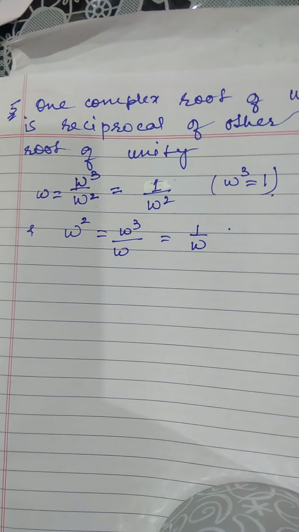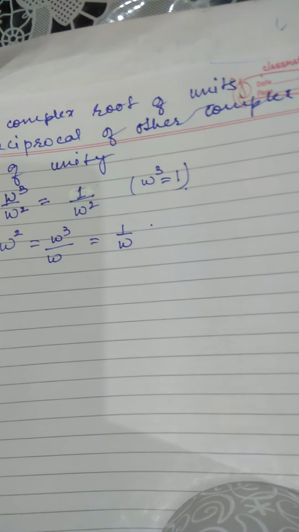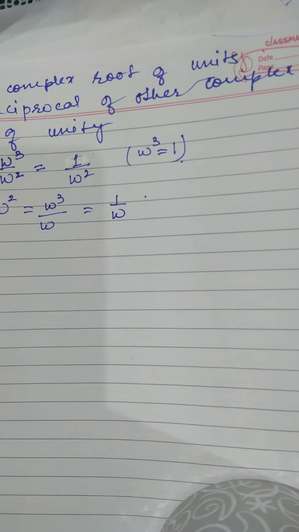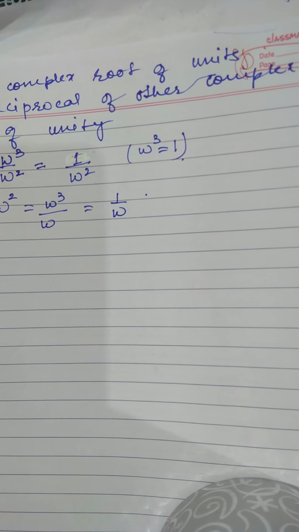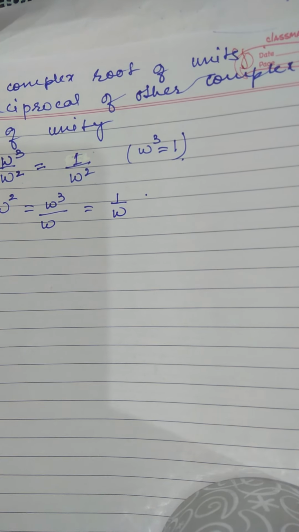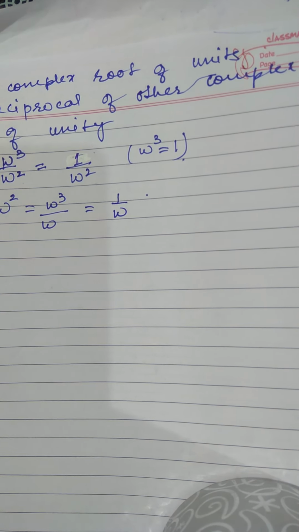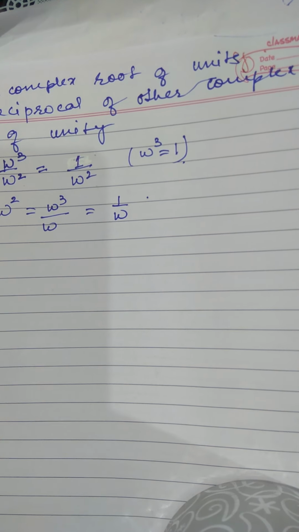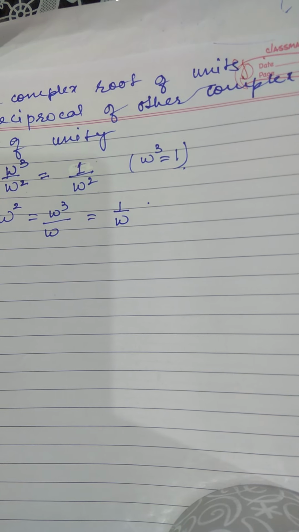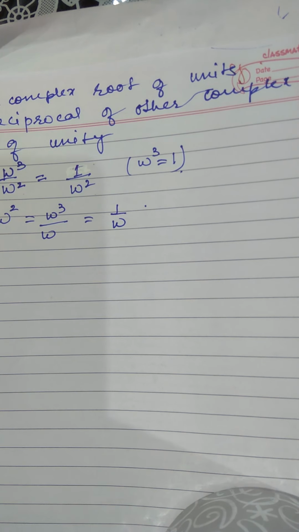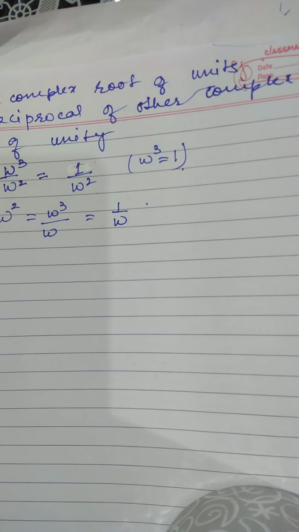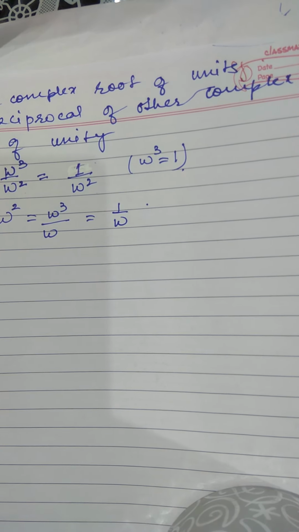But children, remember one thing. These cube roots of unity are not in your syllabus. This was just for your knowledge purpose. Because in some questions in higher classes, that is in 12th, you may get this omega. So just to make you aware of what is omega, you should know what is omega. Omega is a cube root of unity.